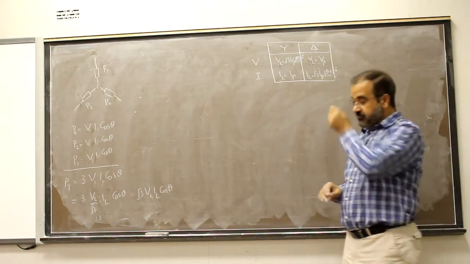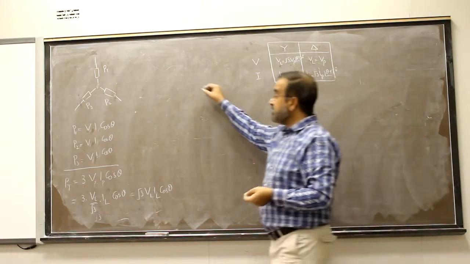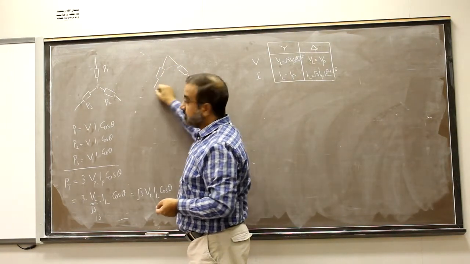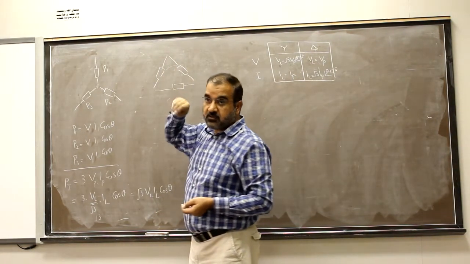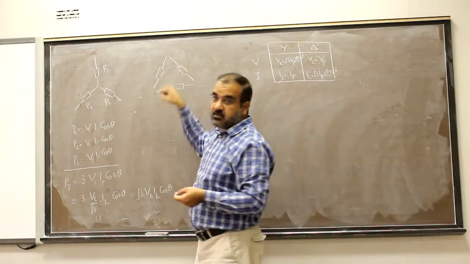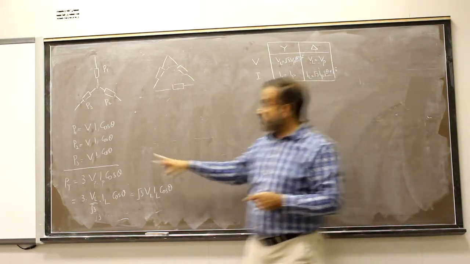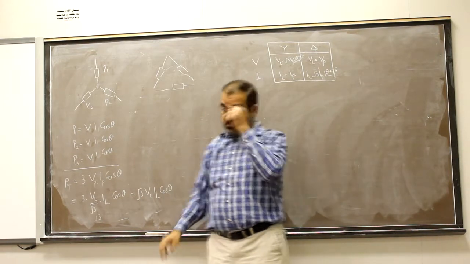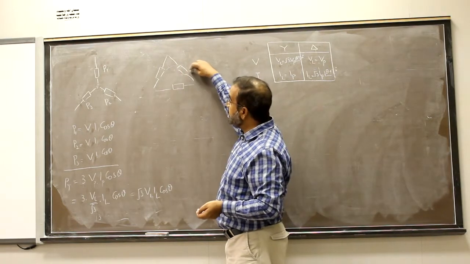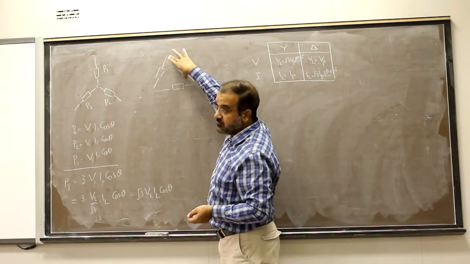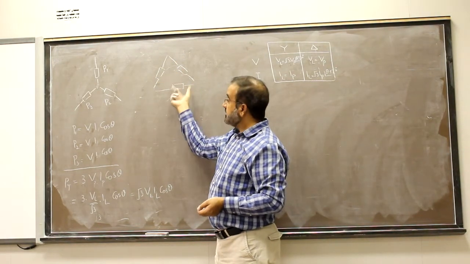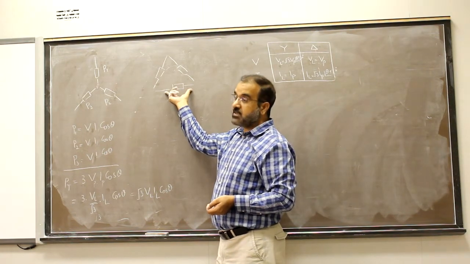Now the second thing, if it is a delta, you say that there is a delta generator or a delta load. So the power over here and the power over here will be added together to get the total power. In this case, whatever the current is flowing here, multiplied by the voltage here: current multiplied by the voltage.